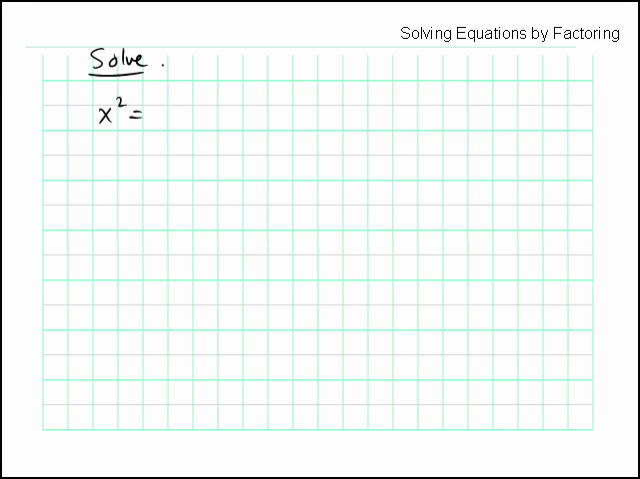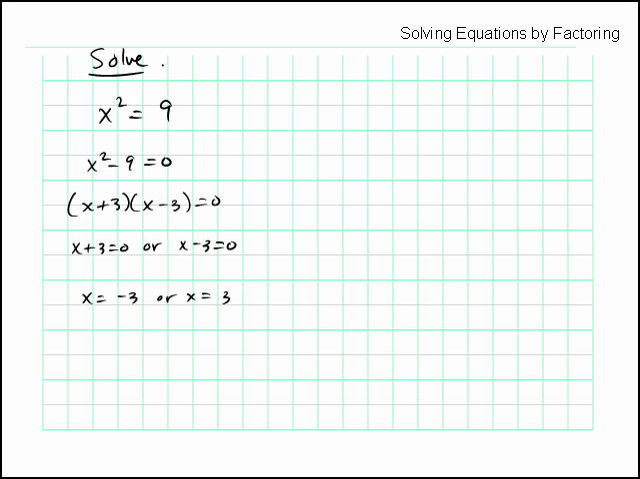X squared equals 9. Move the 9 to the left side. Factor the left side. Notice that that is our difference of squares pattern. It factors to x plus 3, x minus 3. I then use my zero product property. X plus 3 equals 0, or x minus 3 equals 0. And I get my two solutions, 3 and -3. Equation solved. All right, next one.